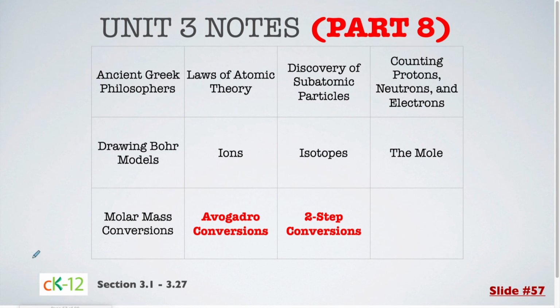That concludes part 7 of the Unit 3 notes. When we come back for part 8, we will be wrapping things up with Avogadro conversions and two-step conversions.